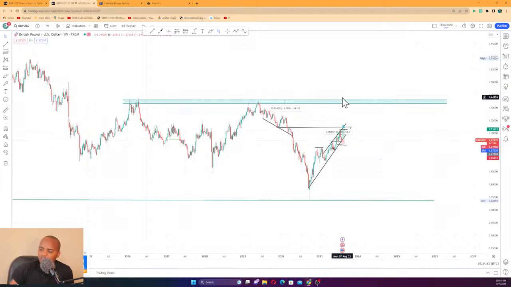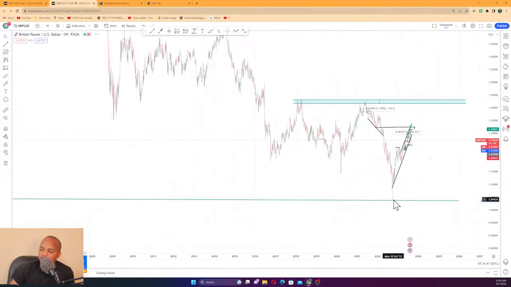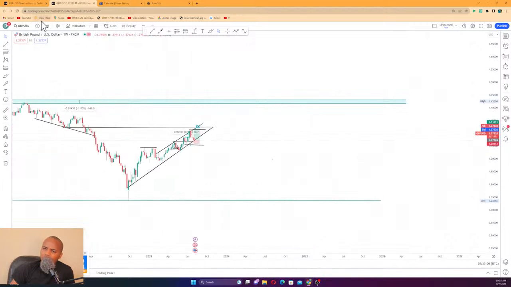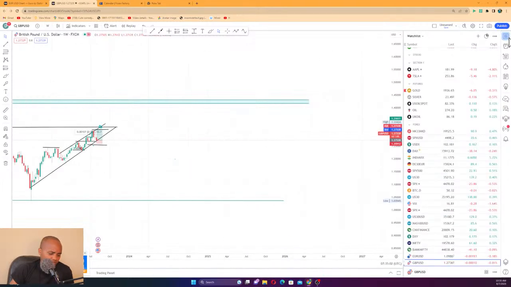So that's how you see the market. You can see the future of the market. You see that the market has come from very far, and now it's just trying to recover. GBP is trying actually to recover what was lost around this area. So let's check something else over here.